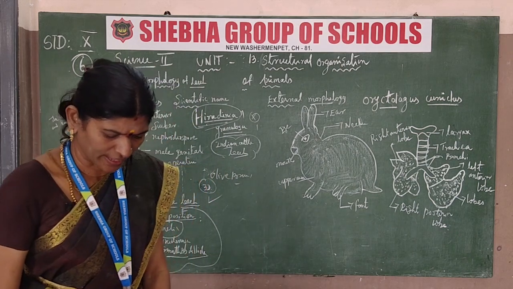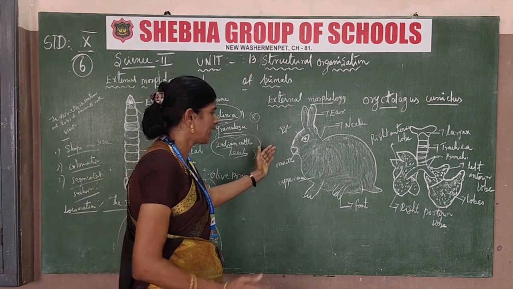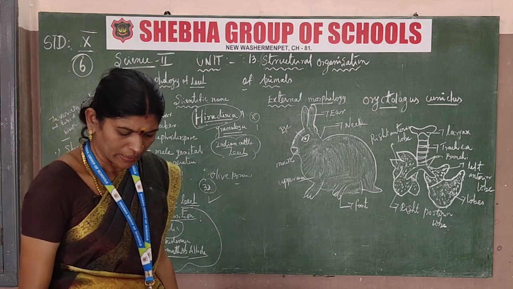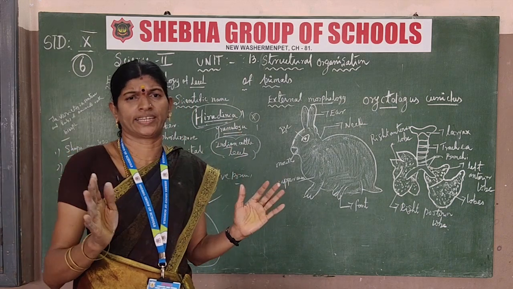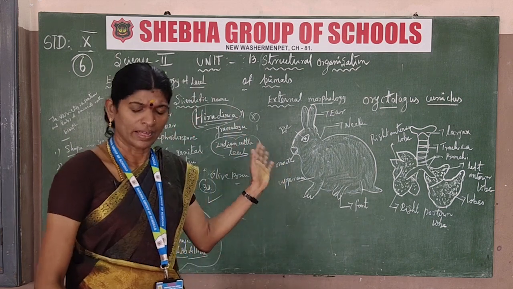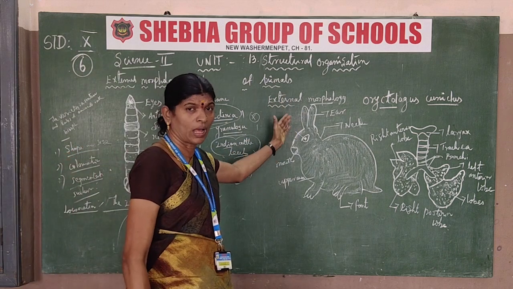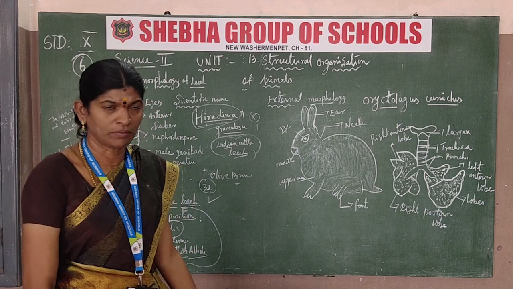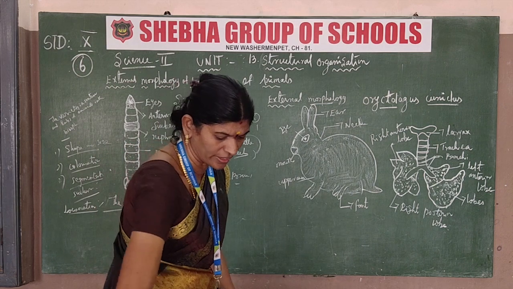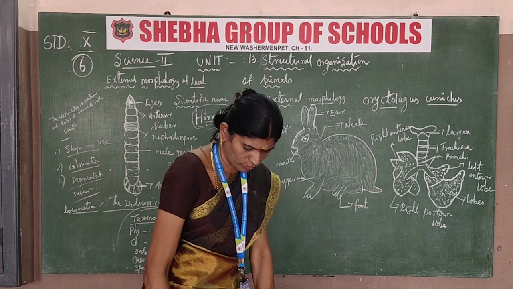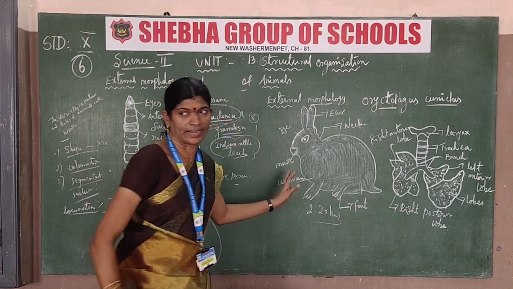The rabbit has an elongated, cylindrical body. The male and the female are the same size and are not differentiated. They grow to about 45 centimeters, and the weight is 2.25 kg.